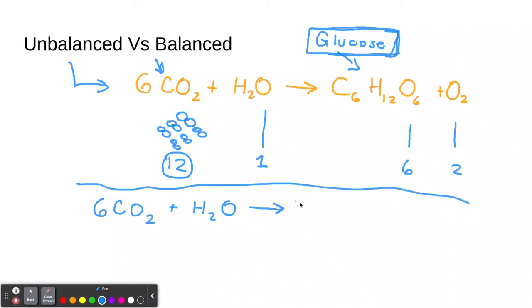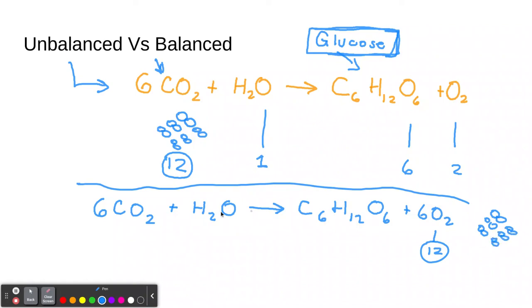Well, what if, and we'll do one at a time, look around, it's like a puzzle. What if we added 6 O2 over here? What would that give us? That will give us 12. So now we have 12 here, 12 oxygen. Remember, the coefficient is saying we have 6 O2s. 1, 2, 3, 4, 5, 6. There's our 12. There's our 12 there.